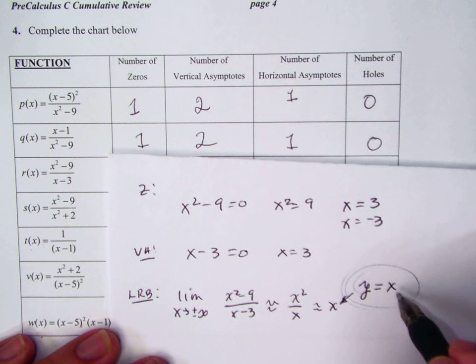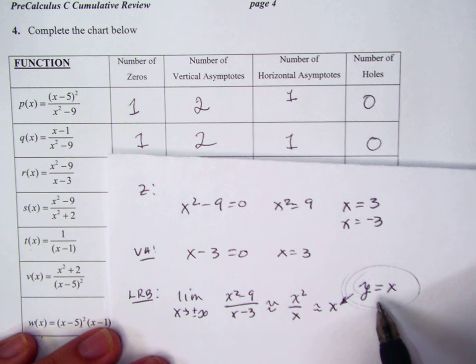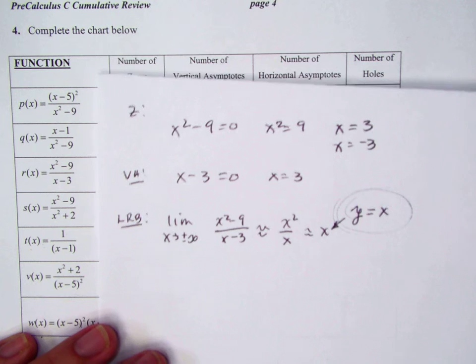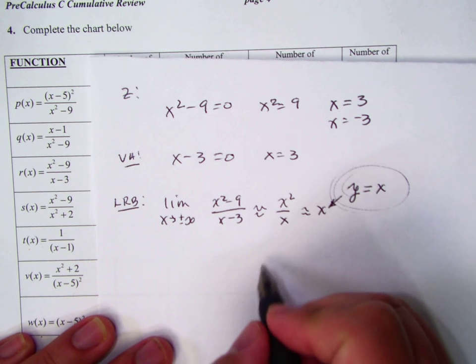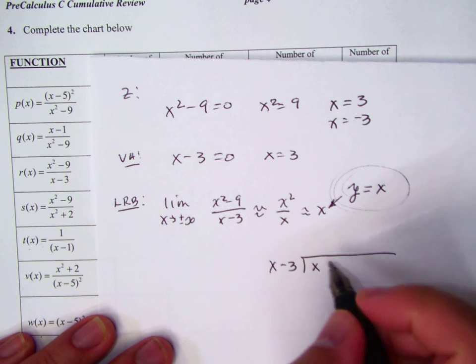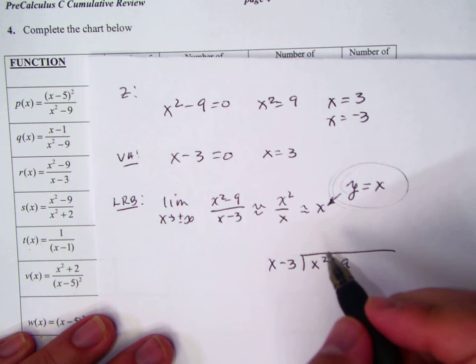This is kind of the quick way to do it. It might actually approach some other line that's parallel to y equals x. To be exact, you'd have to use long division. And here's a quick example. So I would divide x minus 3 into x squared minus 9. And let's do long division.